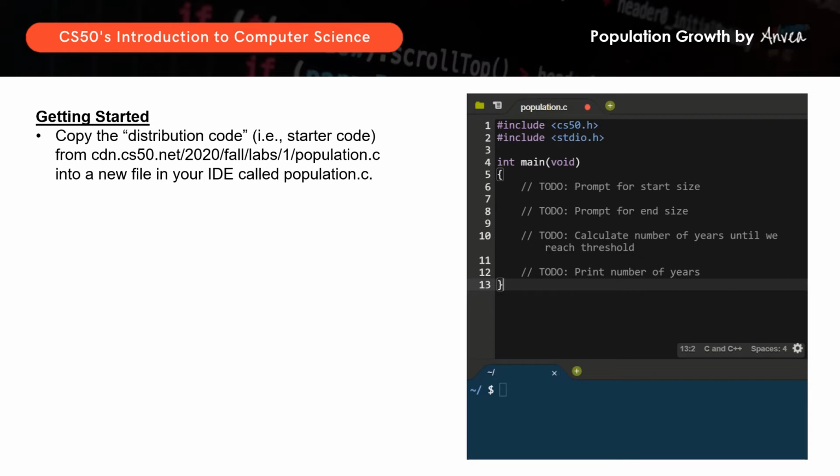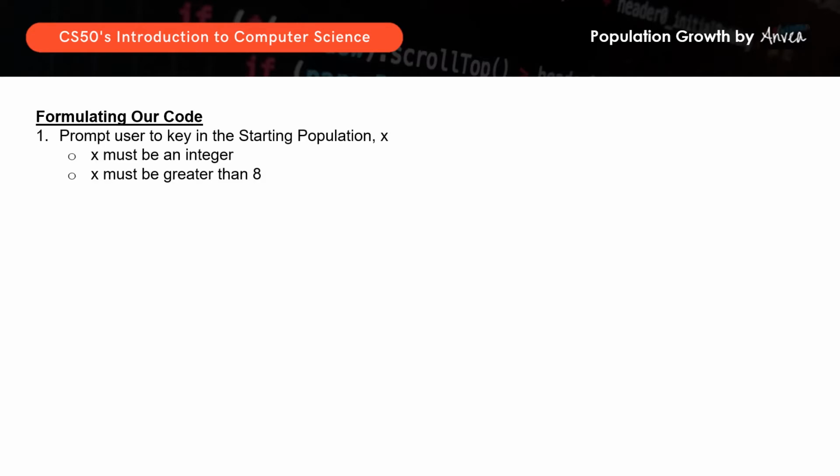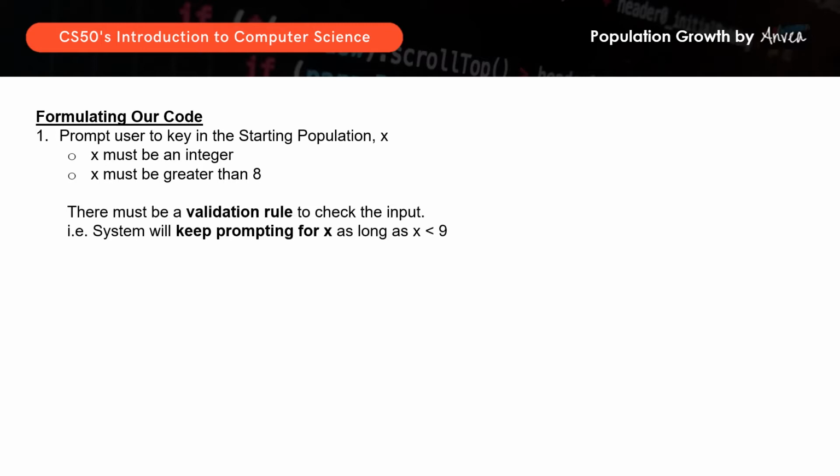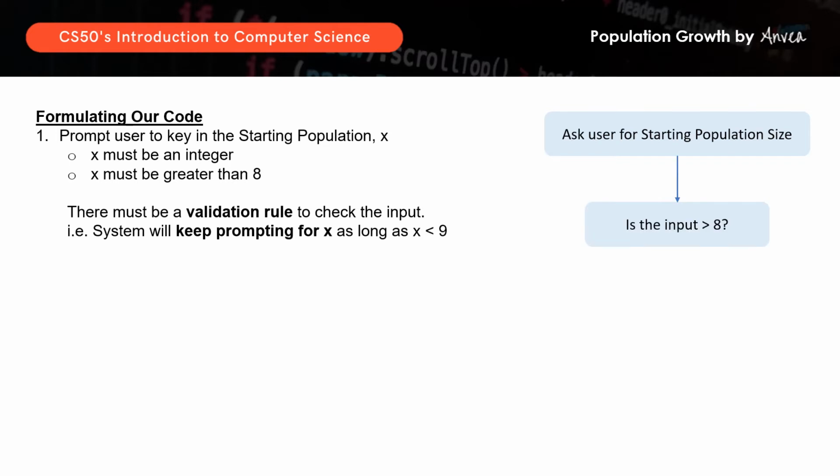To prompt for the start size, can you see that number 1, the user will be prompted to key in the starting population and it must be an integer greater than 8. So what this means is that we need a validation rule in place where the system will keep prompting you to key in the starting population as long as the user keys in a number that is less than 9. The system will reject it and keep prompting you to re-enter a correct starting population. Can you see that we have a loop forming here, where we start by asking the user for the starting population size. The system should check, is the input more than 8? If yes, the code will continue running. If no, it should loop you back to the start to ask you for the starting population size again. So that is what we first need to prepare.